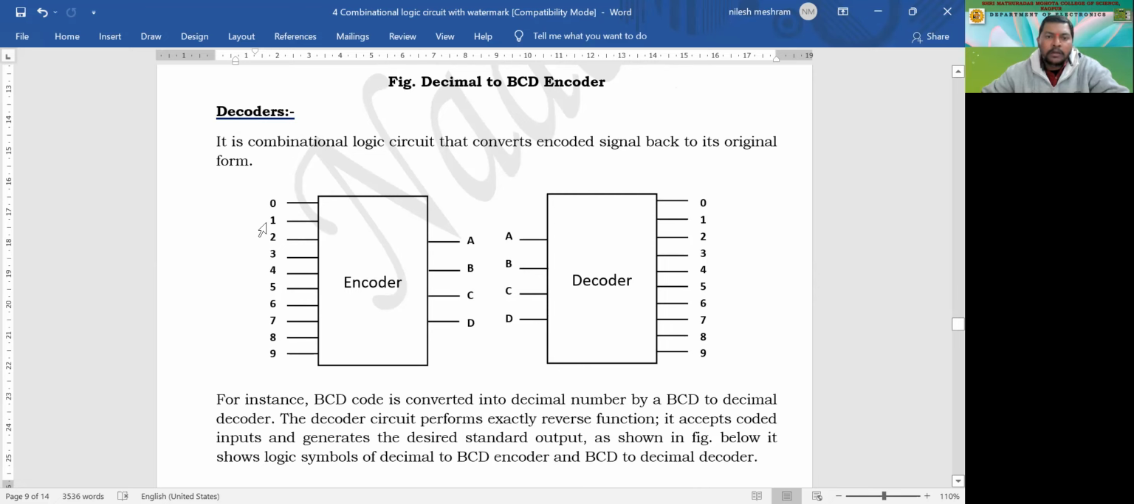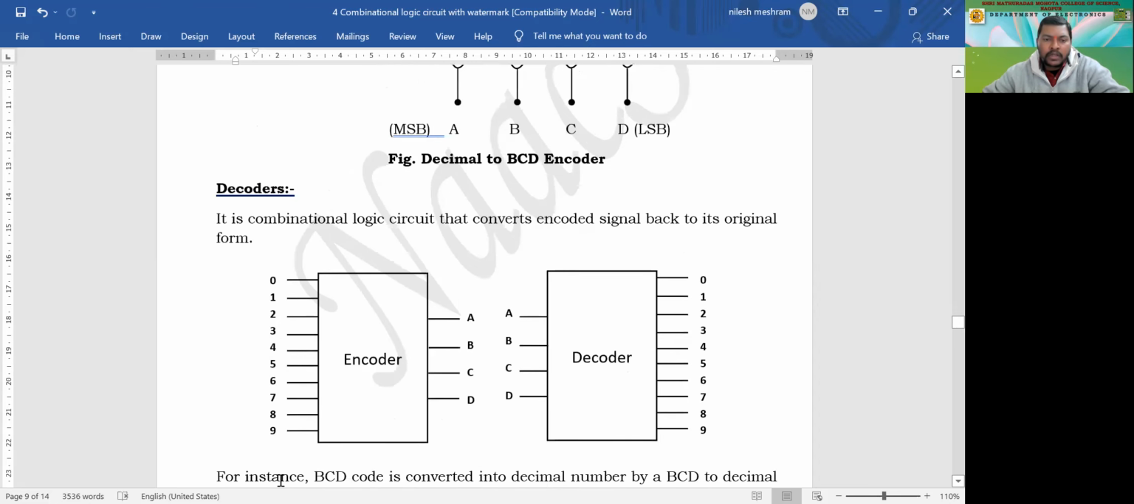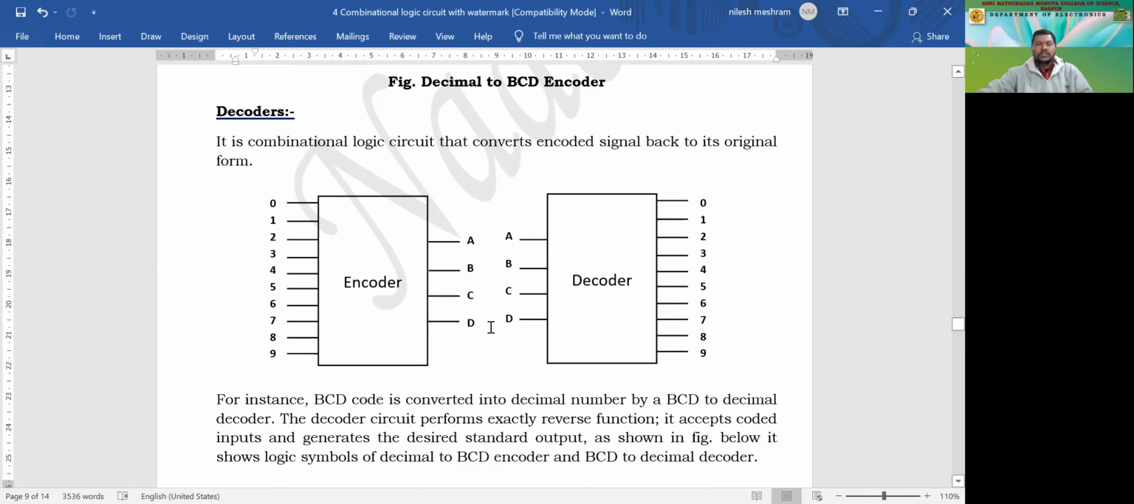As you have seen in the above circuits, it is 0, 1, 2, 3, 4 up to 9, and it is being converted into binary. So this is the circuit for this decimal to BCD encoder, and this is shown in this block. On the other hand, this ABCD, which is again a BCD code, is now being decoded back to the decimal number. Now this is called a decoder. So this is the analysis of an encoder and the decoder circuit.